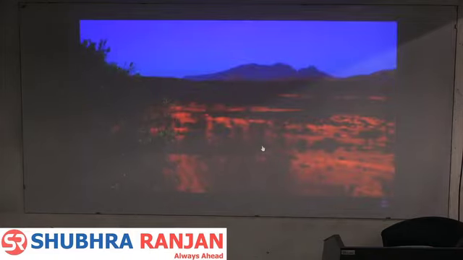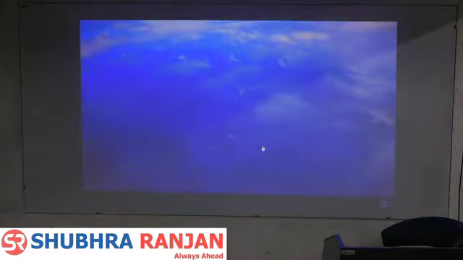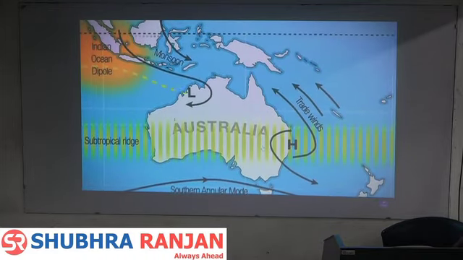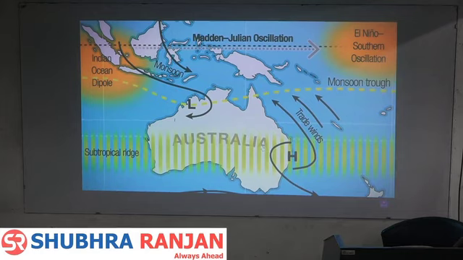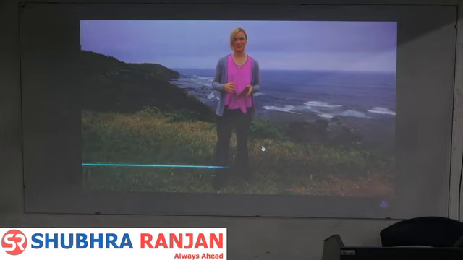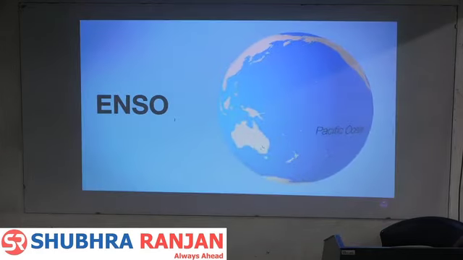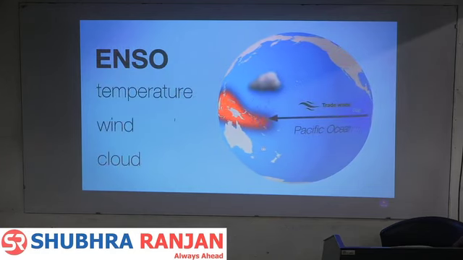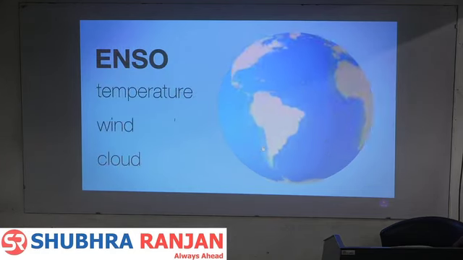Australia's highly variable climate is influenced by the broad patterns in the oceans around it and the atmosphere above it. Some of these patterns are not only more obvious than others, but also predictable. We call these our climate drivers. One of our strongest climate drivers is the El Niño Southern Oscillation, or ENSO. ENSO is a natural cycle in Pacific Ocean temperatures, winds, and cloud. This influences climate right around the globe.